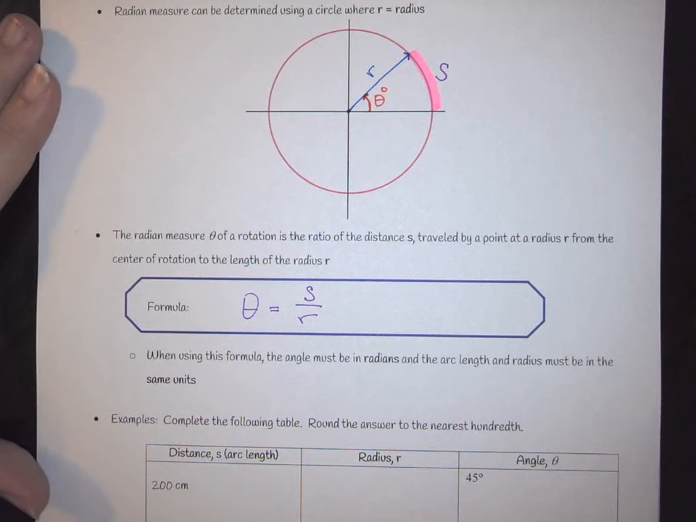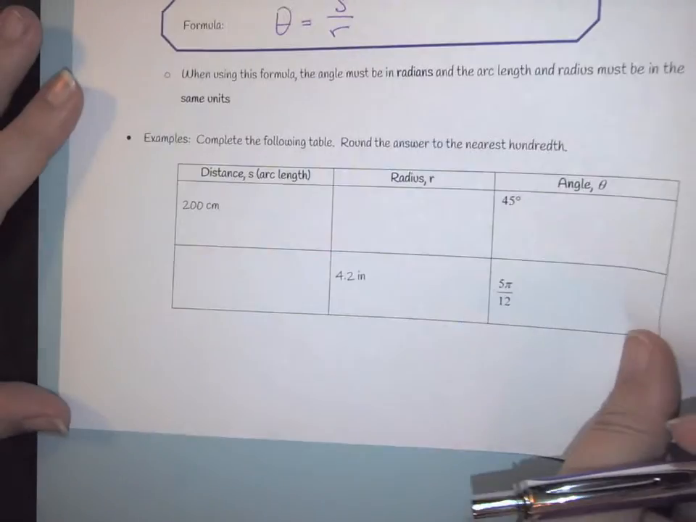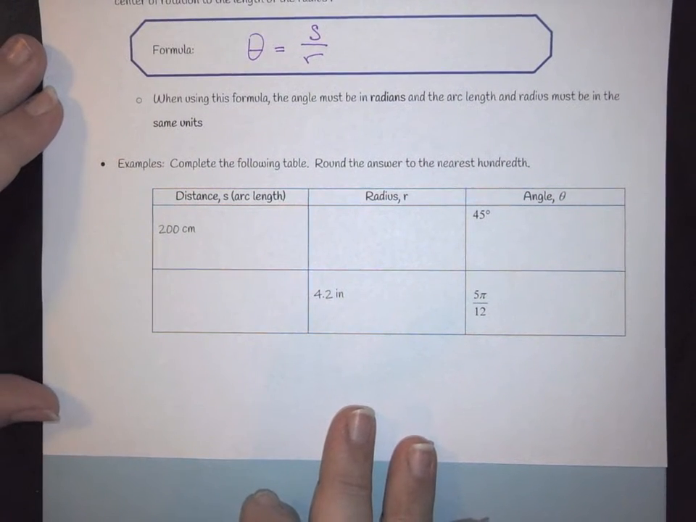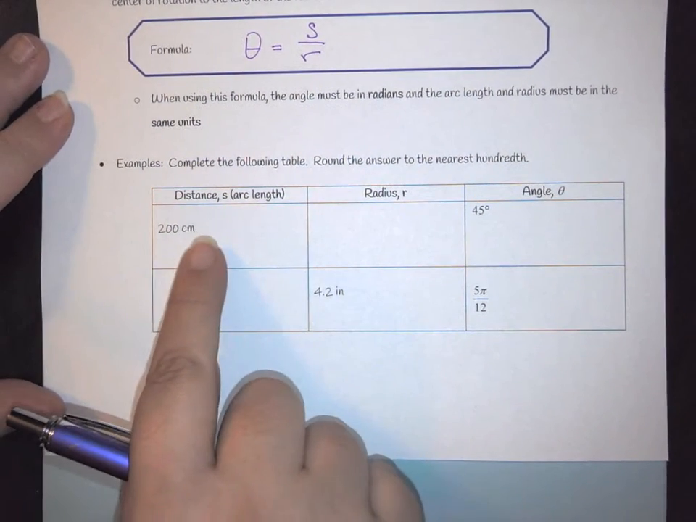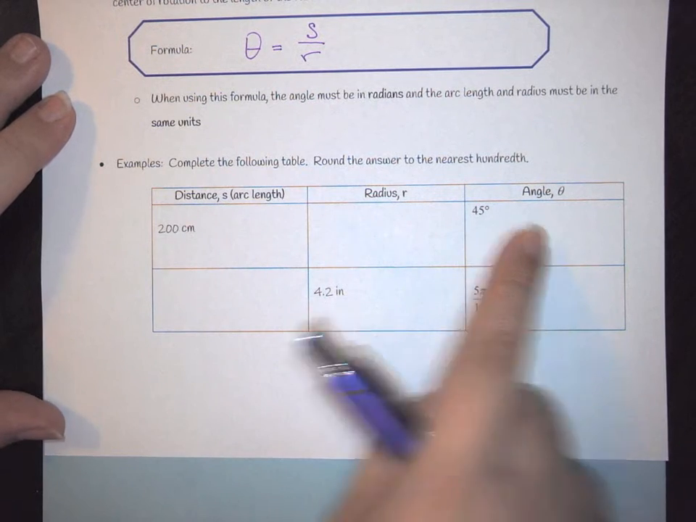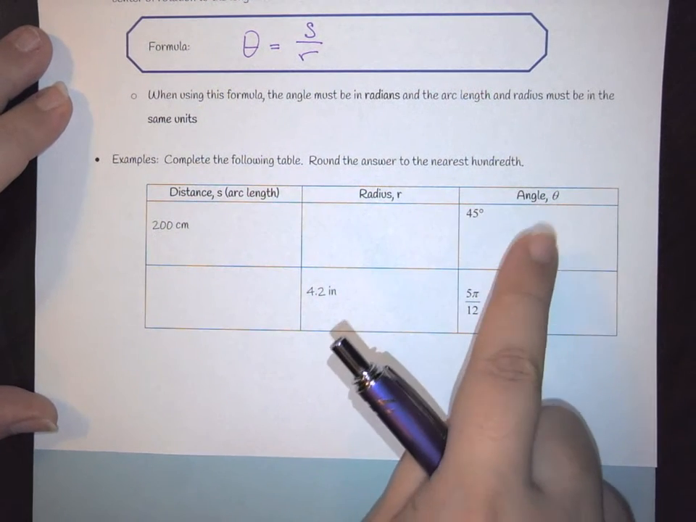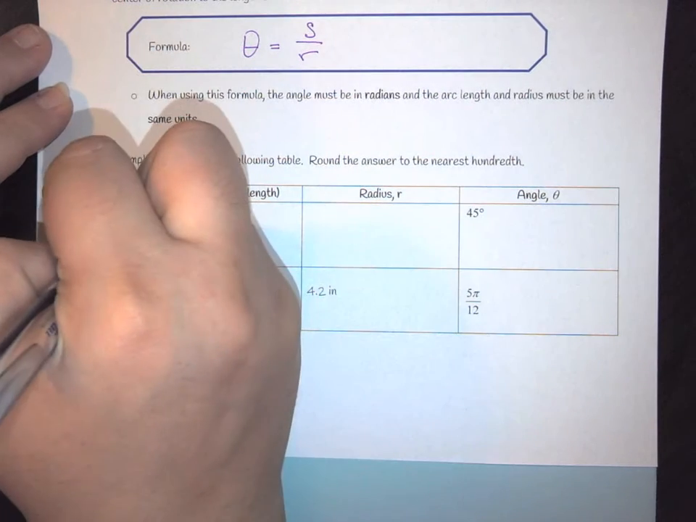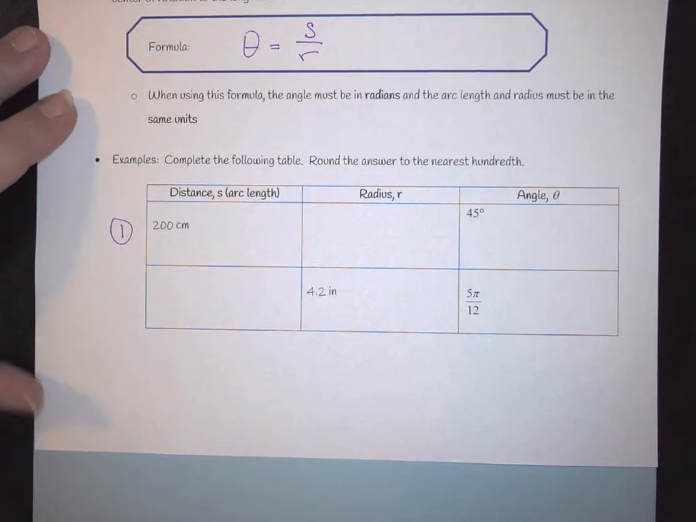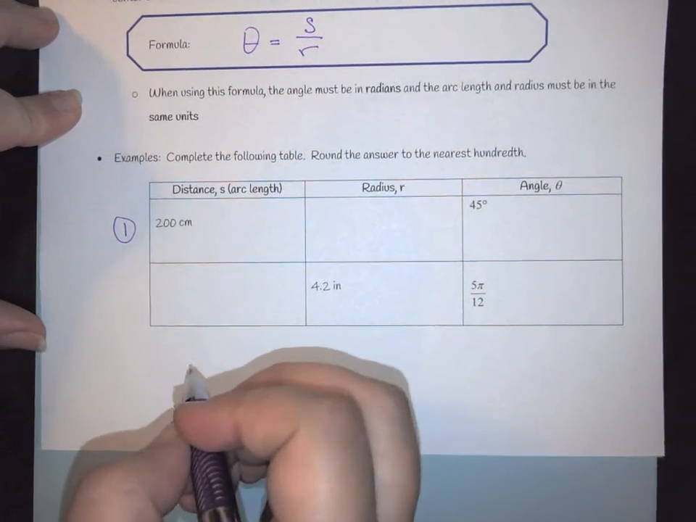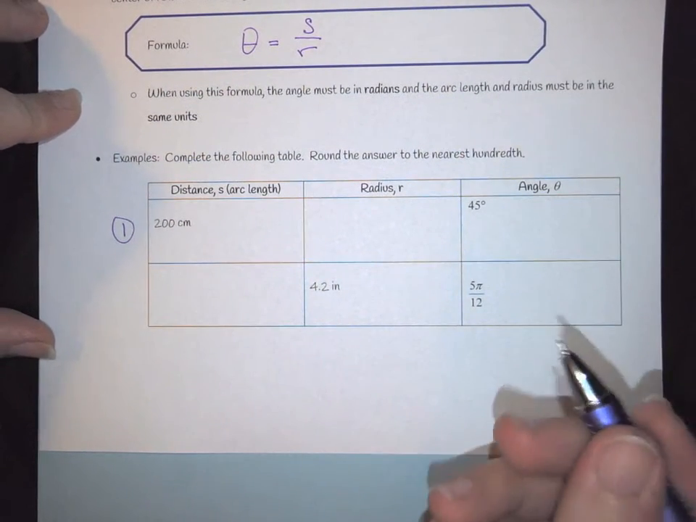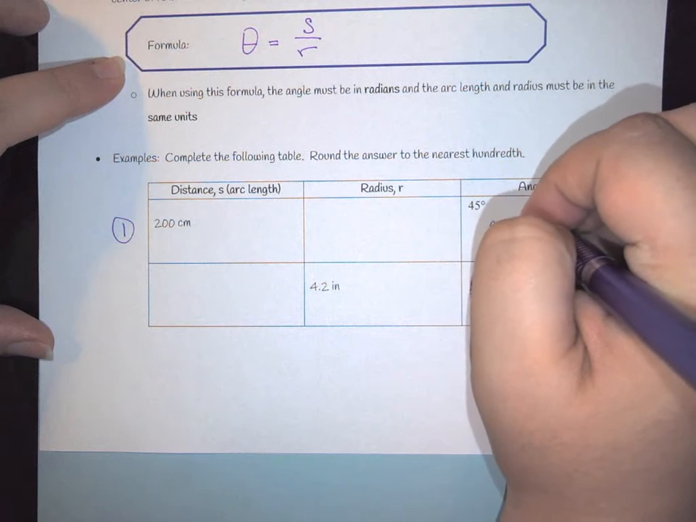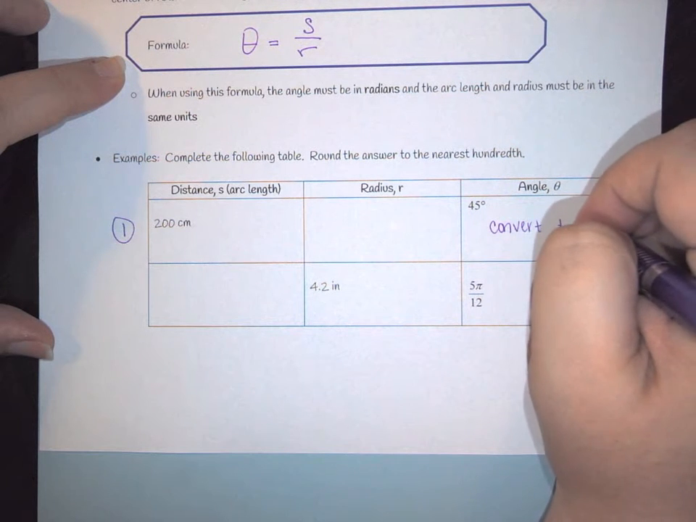Okay. So for example, we need to compute the following table. So notice I have distance, radius, and angle. And if you look at this first row, I have angle, I have distance, but my radius is missing. So here, if we consider this to be your first problem, then in order to solve, the first thing that we need to do is convert to radians.